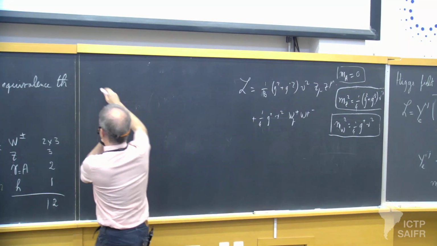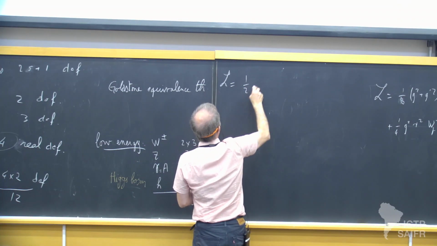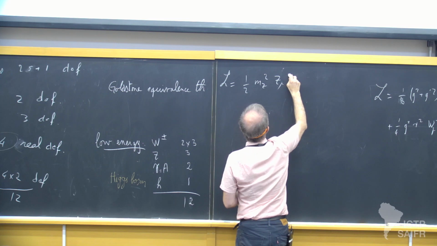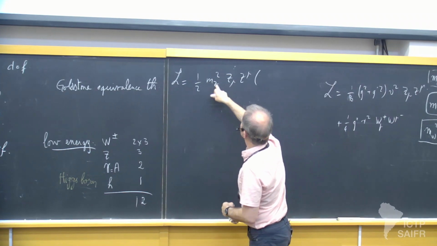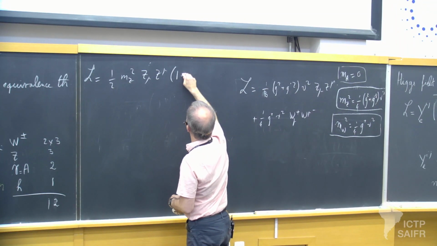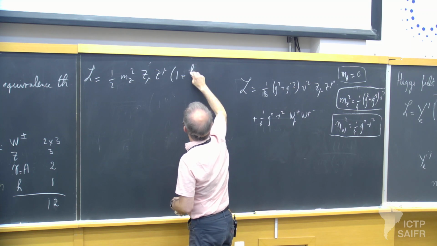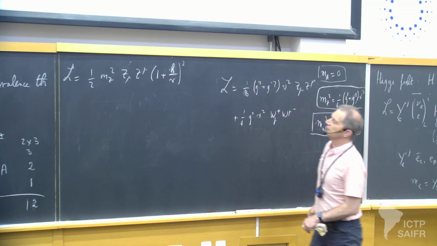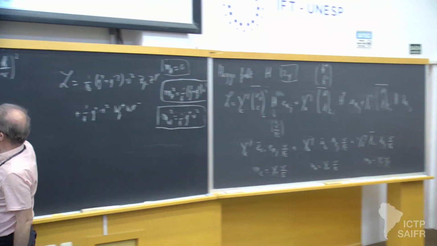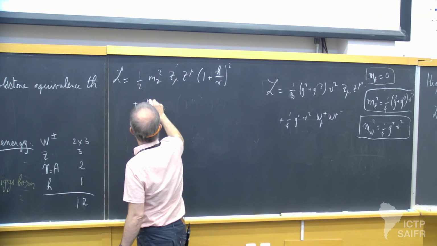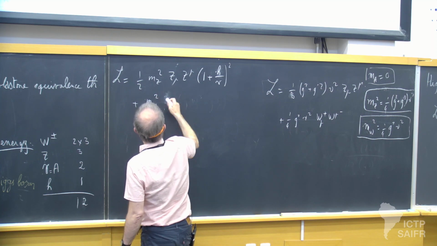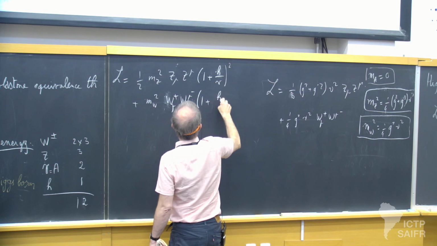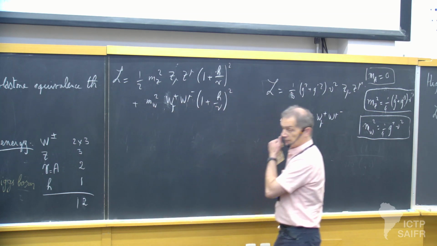So the Lagrangian was, let's say, 1/2 m_Z squared Z_mu Z^mu. Now you replace V by V plus H, so this is (V+H) squared. The same for the W. The interaction with the W is m_W squared W_mu^+ W^-mu times (1 + H/V) squared.